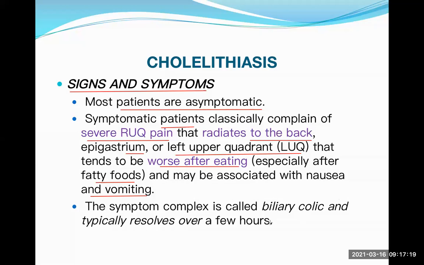The symptom complex is called biliary colic and typically resolves over a few hours. Now this biliary colic, okay, it's a colicky type of pain. It's an on and off type of pain. It is not a continuous type. Probably the pain lasts for a few minutes, sometimes a bit more than that, and after some time, the patient will be all right. And again, when the next episode of pain comes, the patient will show that severe pain symptom once again. Let's move on.